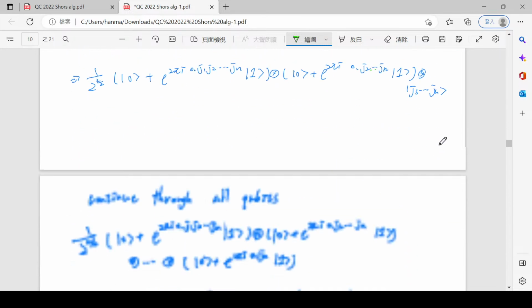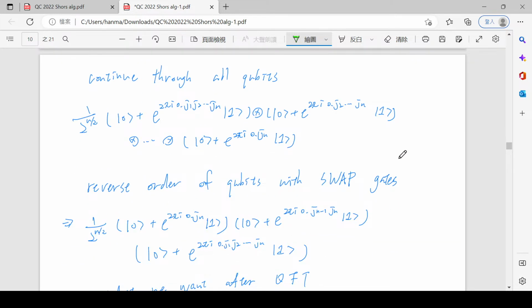And we keep doing this one by one, and your state will become this: |0> plus |1> with 0.J1 to Jn, and the second qubit becomes |0> plus |1> and J2 to Jn, and this qubit is 0.Jn. And as we said, this ordering is just the reverse of what we want. So we reverse the order, and it will become this, exactly what we showed the Fourier transform should give you.